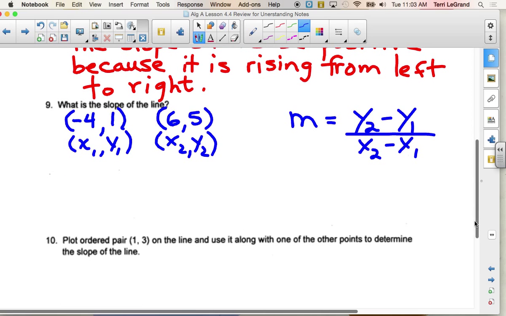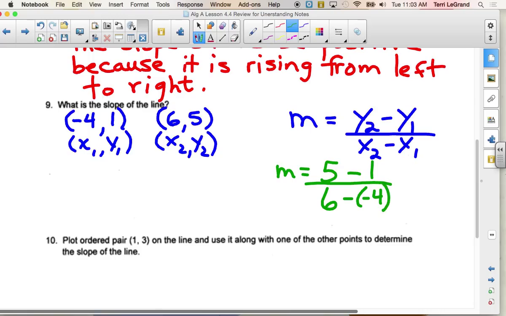Now we'll say, okay, now I'm ready to put my things in that are going to help me get the slope. So what's going in for y sub 2, class? 5. What's going in for y sub 1, class? 1. What's going in for x sub 2, class? 6. And what's going in for x sub 1? -4.